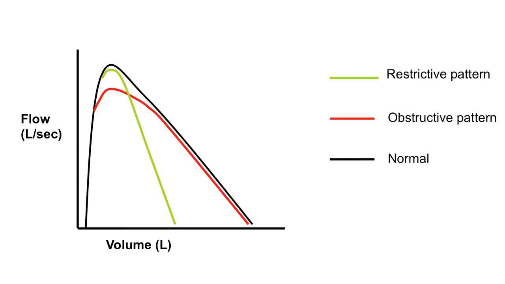Reversibility can be determined by repeating spirometry 15 minutes after a bronchodilator is administered. And if the FEV1 increases by 15%, this indicates reversibility.